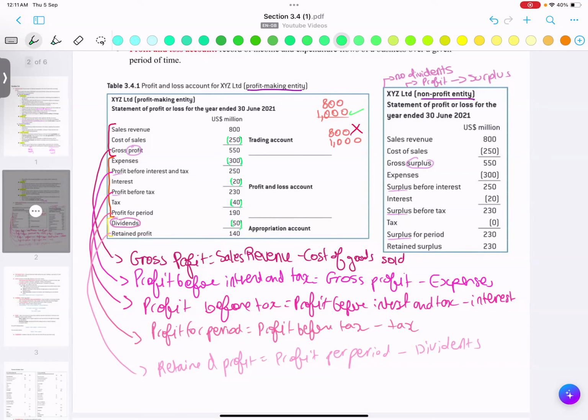Everything's the same for both of them. I just explained the surplus part and the dividends part. That's the difference between these two. But basically, you just have to make sure that you write them properly.